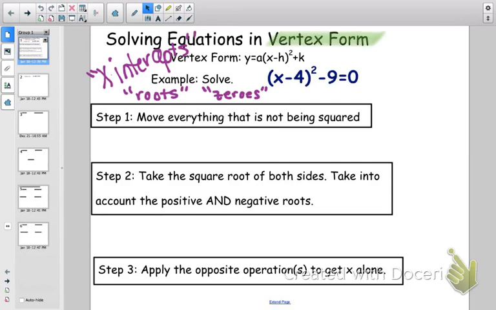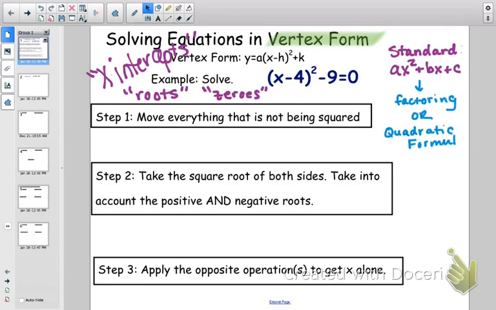So what we've been used to seeing is things that are in standard form, which is ax squared plus bx plus c. When we set that equal to 0, we can solve by factoring or the quadratic formula for the x values, the roots, or the zeros. So what we're going to do is learn how to solve equations that are in vertex form, because we can't factor those and we can't use the quadratic formula unless we FOILed out the binomial and did all of that work, but this way is much quicker.